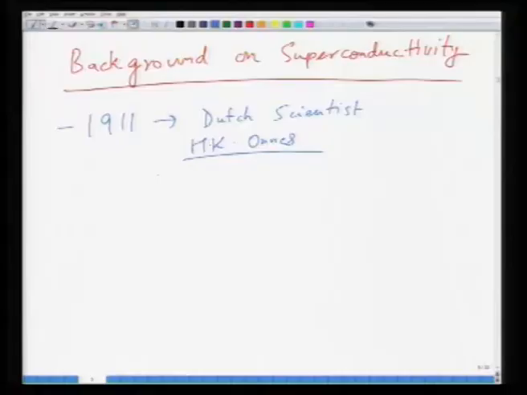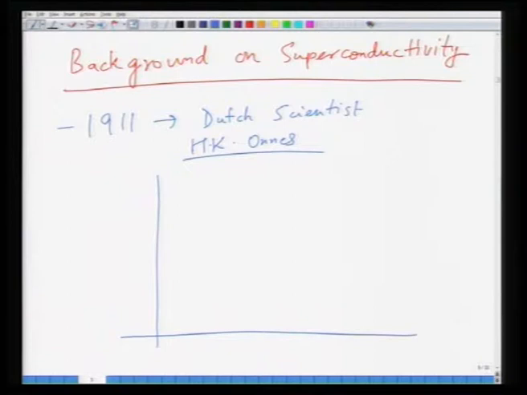And what essentially it meant was that the resistance as a function of temperature suddenly dropped to zero at a particular temperature, and this was called TC, a transition temperature or critical temperature in the lingo of superconductivity. So, this is the critical temperature.